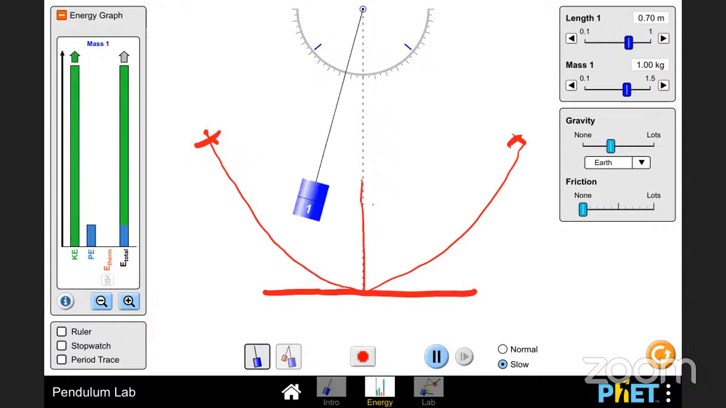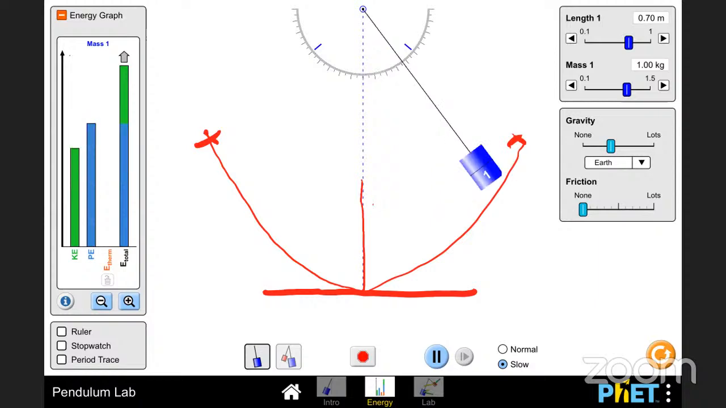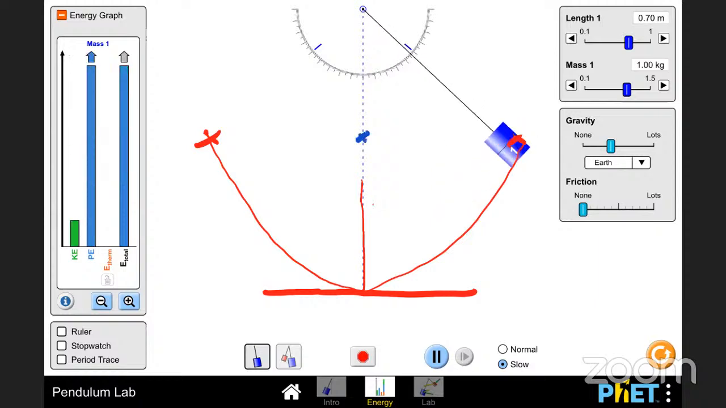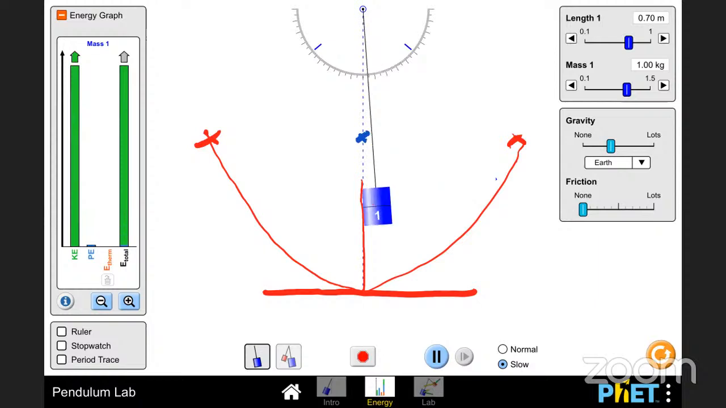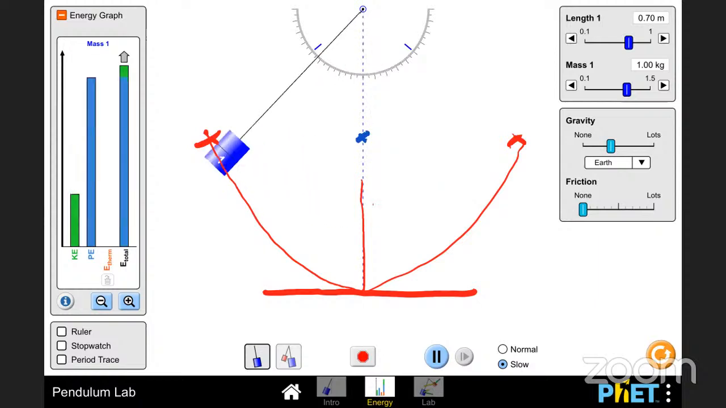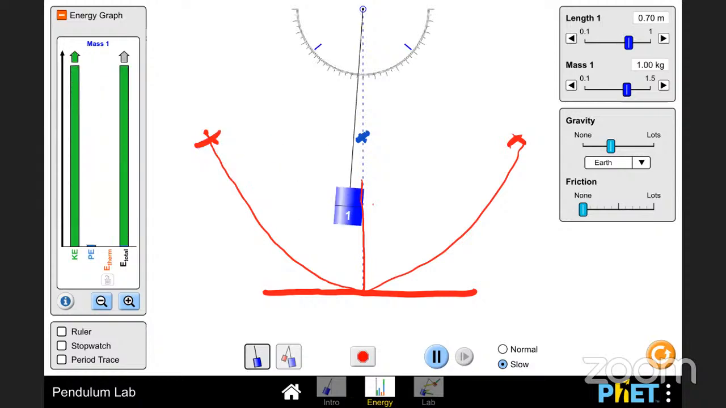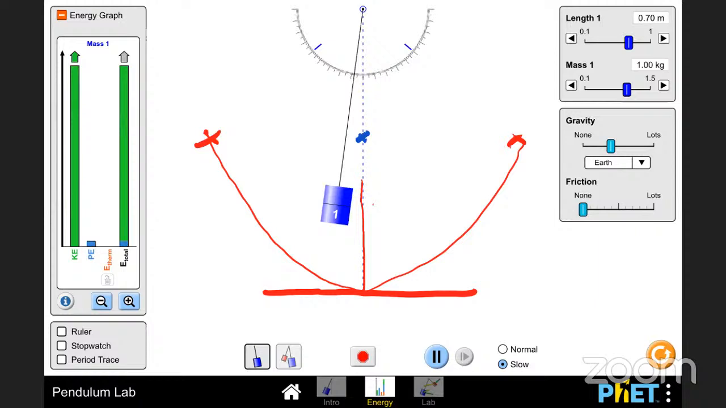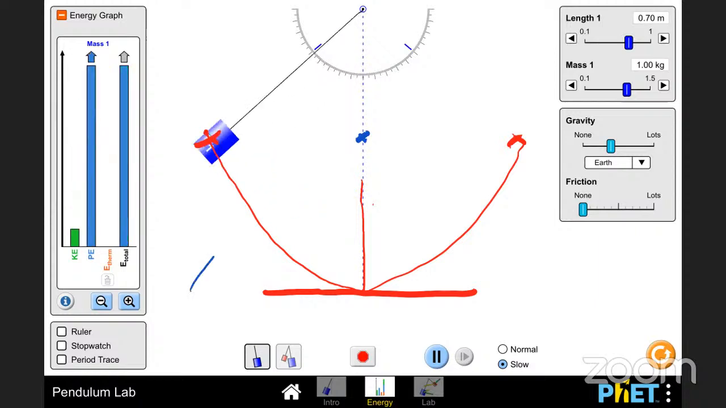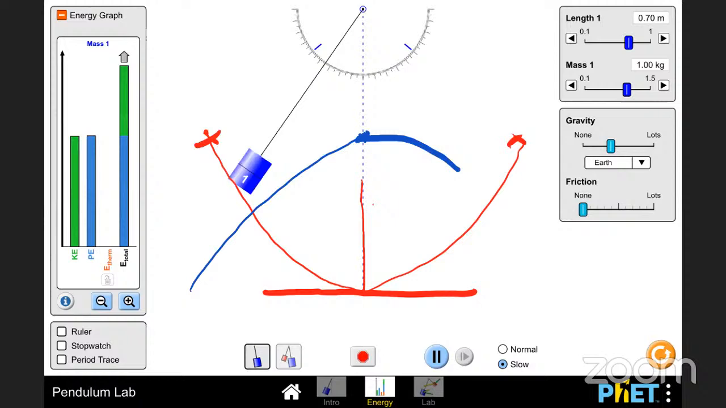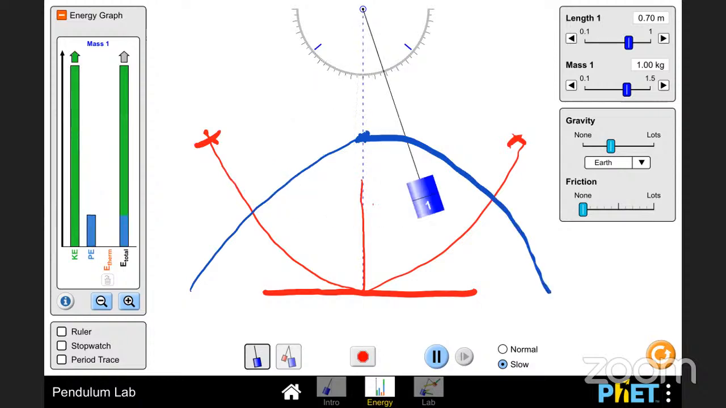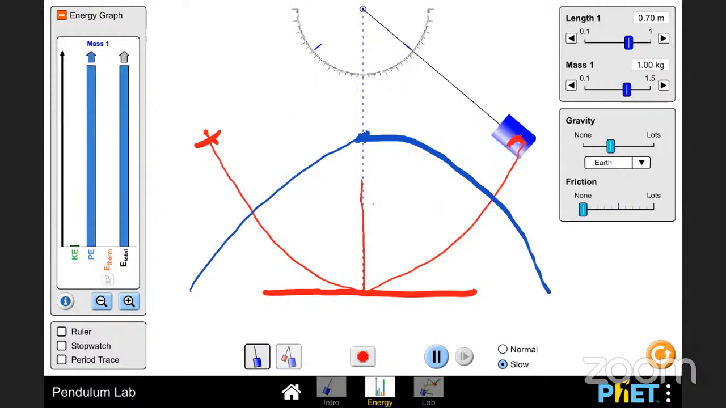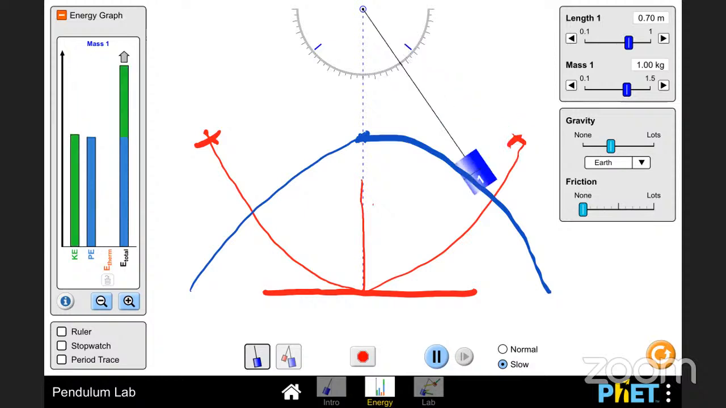What do you think the kinetic energy graph will look like? What will the graph look like? All right, so the graph looks like that.